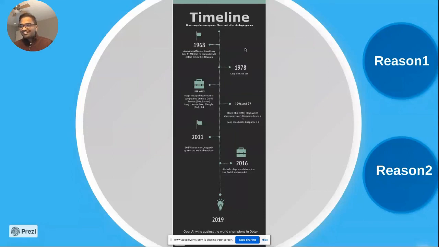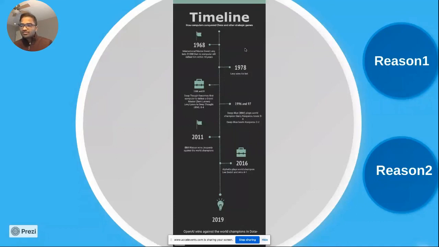And 2011, this is another famous event as well, where IBM Watson wins Jeopardy against the world champions. 2016, AlphaGo. This is my favorite event of all, because there's a Netflix docu series describing how AlphaGo, a program by Google, wins against a world champion, Lee Sedol, 4-1. And 2019, as you know, OpenAI wins against the world champions in Dota.